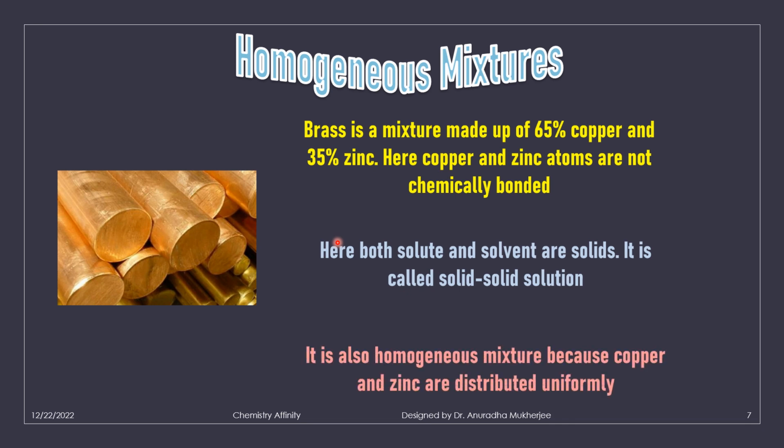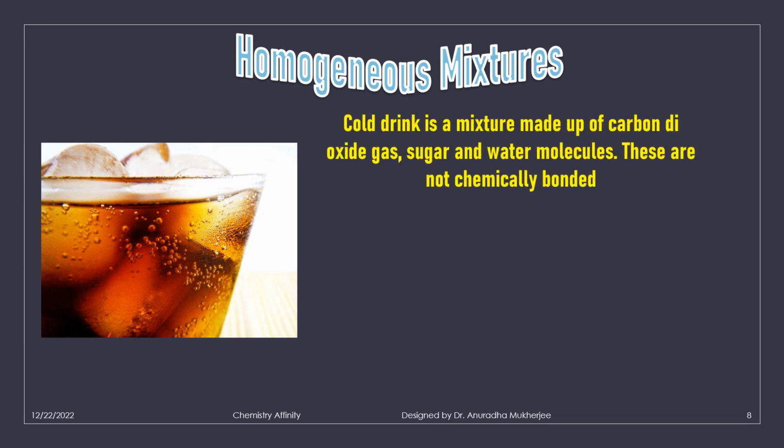And here both the solute and solvent are solid. So this is an example of solid-solid solution. And it is a homogeneous mixture because copper and zinc are distributed uniformly. You cannot make out which is copper atom and which is zinc atom. Cold drink is also an example of homogeneous mixture. Cold drink is a mixture which is made up of carbon dioxide, sugar and water molecules. So when it is an unopened cold drink, you can't find out which is gas, which is sugar or which is water molecules.